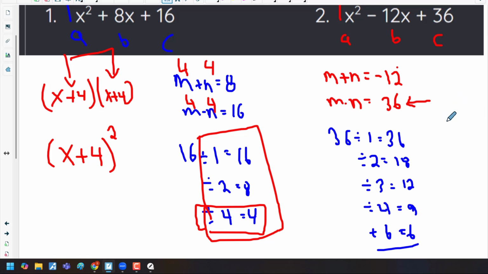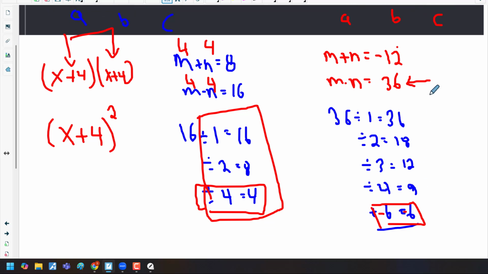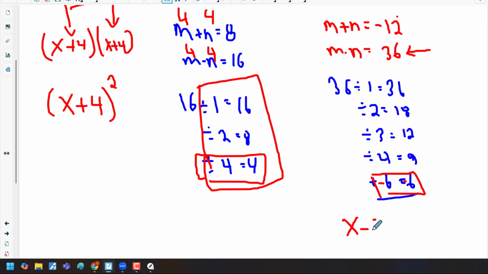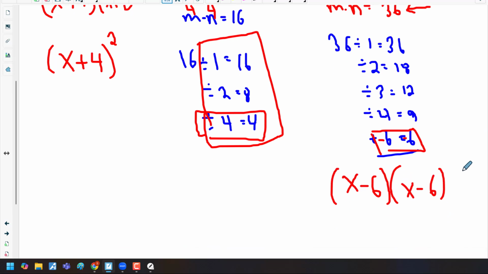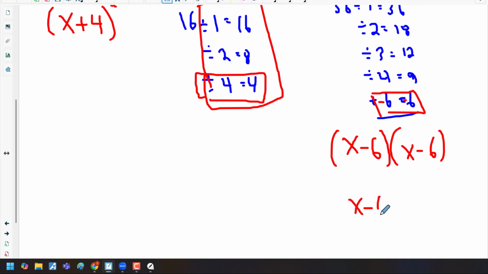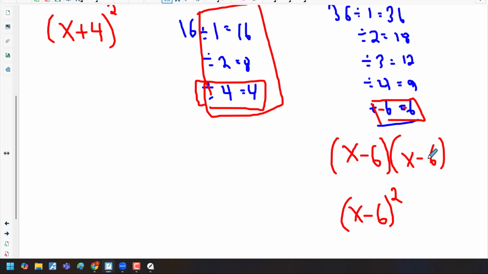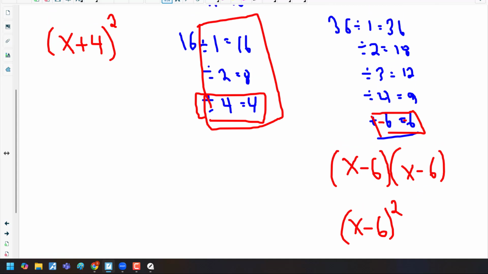Because the only way to get a positive number is either to multiply two positive numbers or to multiply two negative numbers. And since we know that our sum has to be negative, then you're going to have two negative numbers. I know the answer is going to be negative 6 and negative 6. So the final answer is going to be x minus 6, using the shortcut method, times x minus 6. That's it. And once again, if you really want to, you could write it like this. So the shortcut method really helps.